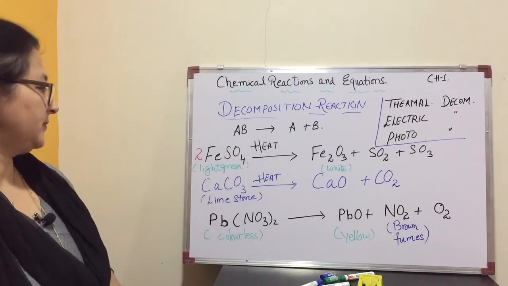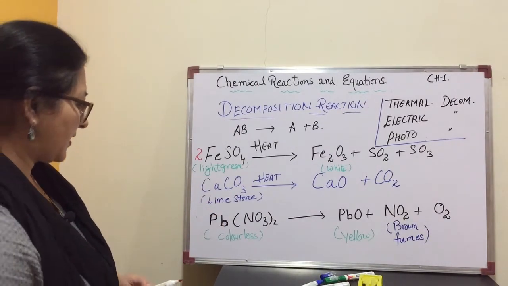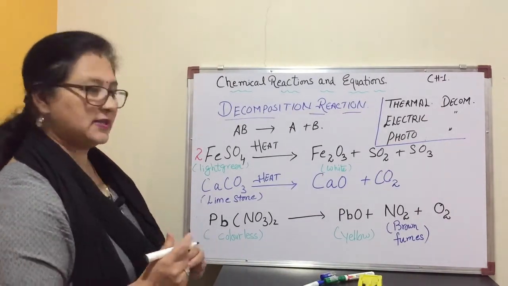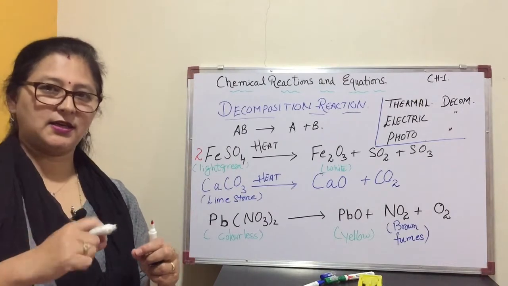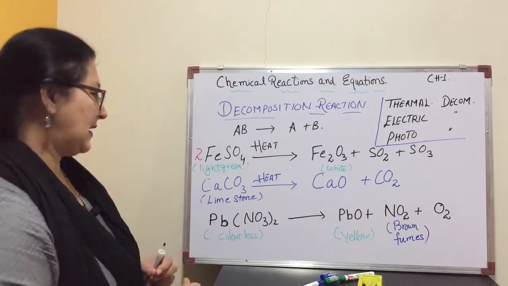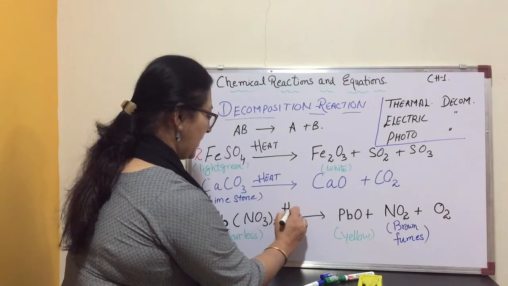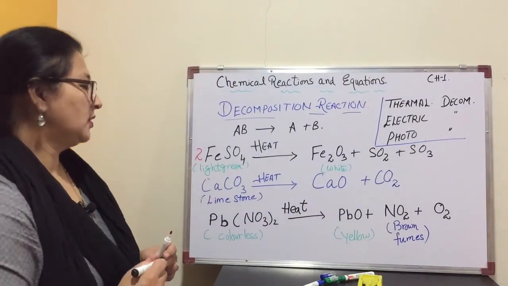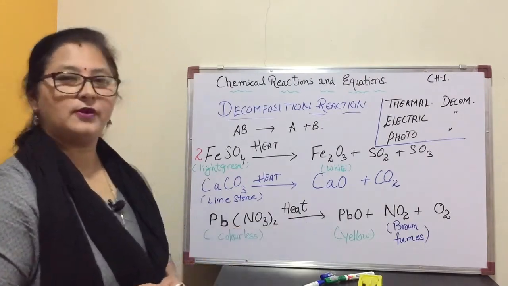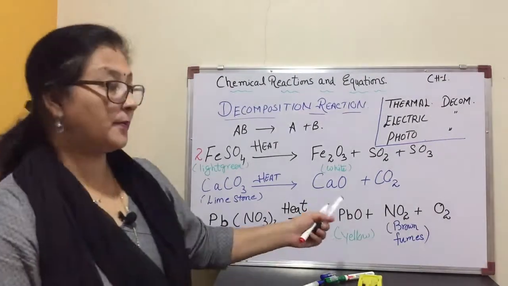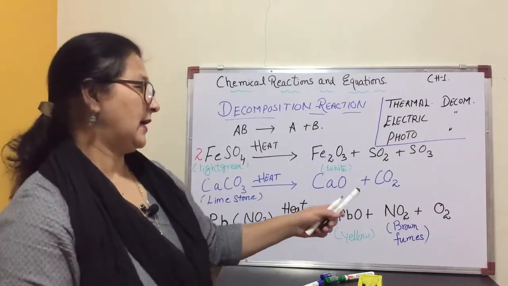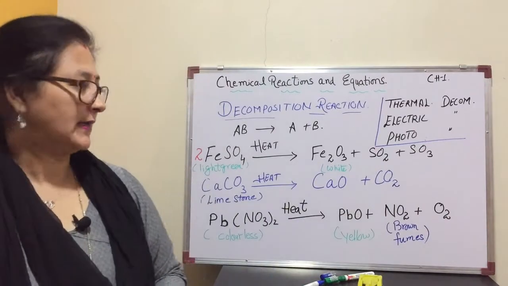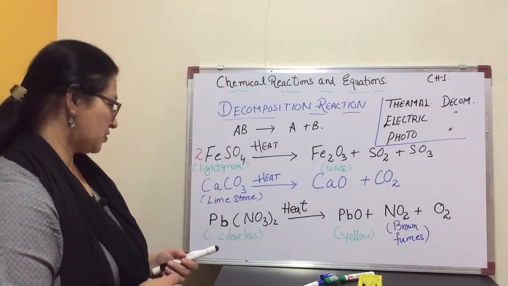The next reaction in decomposition is lead nitrate, which is a colorless solution. You have to take it in a test tube and apply heat. So what you will get is a yellow solid of lead oxide, and brown fumes of nitrogen dioxide gas will be released along with oxygen. Clear? So let's balance the equation now.